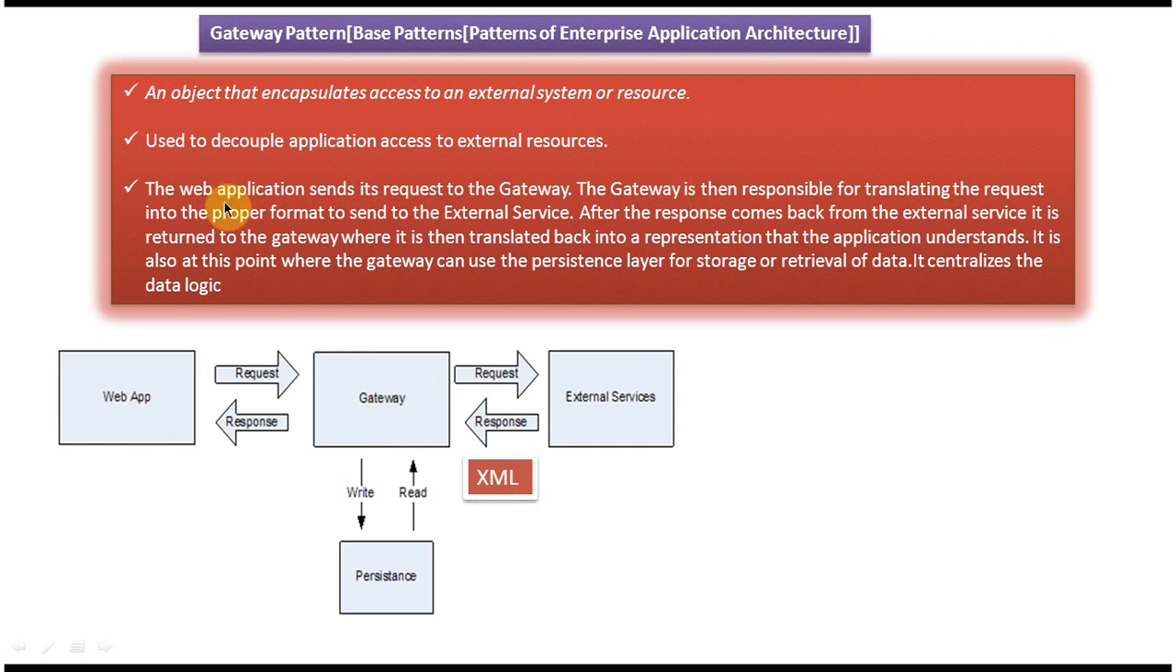So you can see the web application sends the request to the gateway. The gateway is then responsible for translating the request into the proper format to send to the external service. So in this case, the gateway gets the request, formulates the XML, and sends it to the external service, and once the process finishes, it will send the response back to the gateway. And then what the gateway will do is, it will translate this XML information into the format which the web application can understand. So it will read the XML information and convert it to the format which the web application can understand.